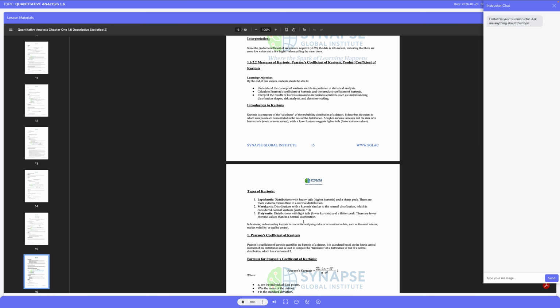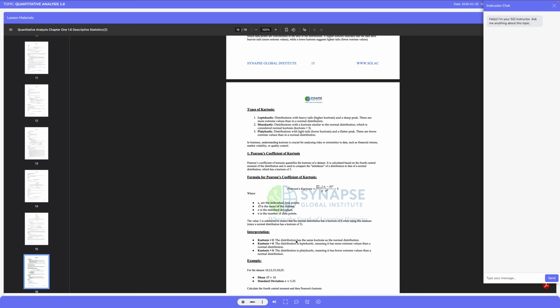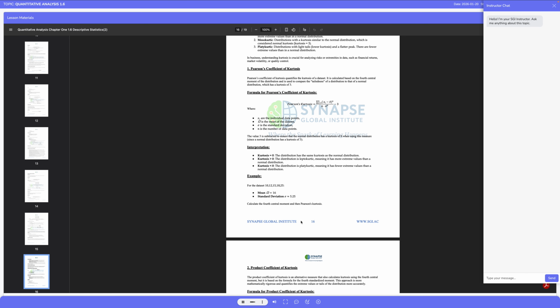We begin with Pearson's coefficient of kurtosis. Pearson's coefficient of kurtosis measures the degree of kurtosis by comparing the fourth central moment of a distribution to the fourth power of the standard deviation. It is calculated by taking the sum of the fourth powers of the deviations of each data value from the mean, dividing this sum by the number of observations multiplied by the standard deviation raised to the power 4, and then subtracting 3.